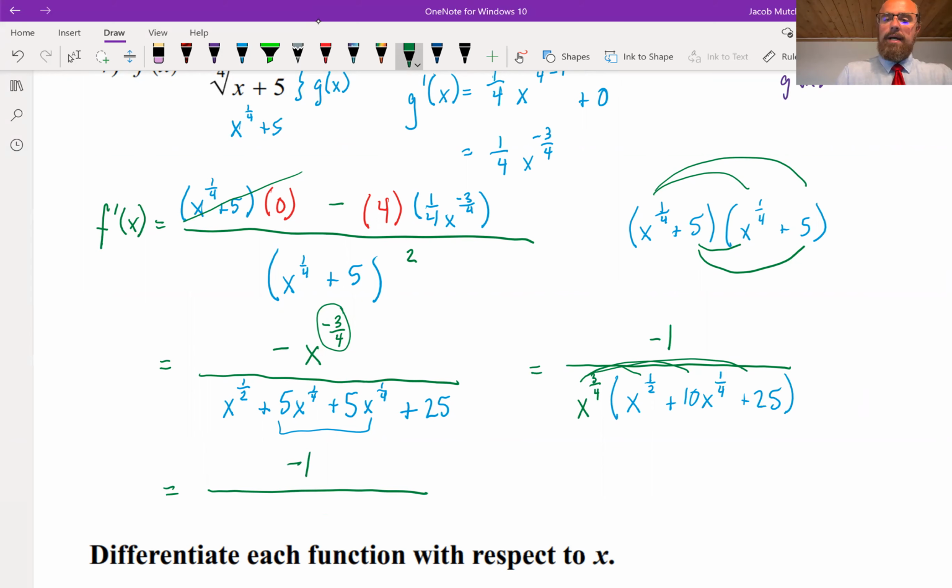Remember, I add up those powers. So half is 2/4. So this is going to be x to the power of 5/4. And then x to the power of 3/4 times 10x to the power of 1/4 is going to be 10x to the power 3/4 plus 1/4 is 1. And then lastly, plus 25x to the power of 3/4. And that is complete. I'll just identify that as the derivative of my original fraction f of x.